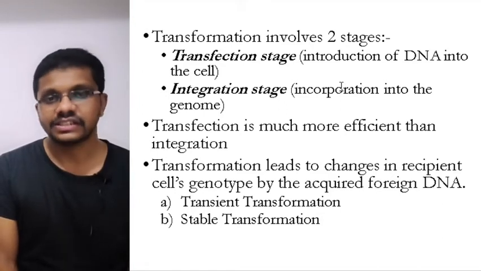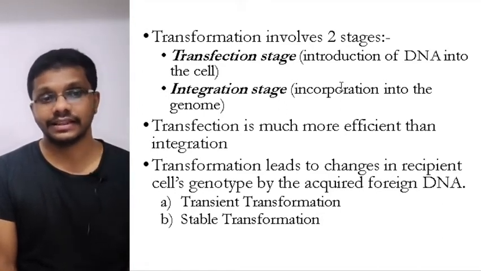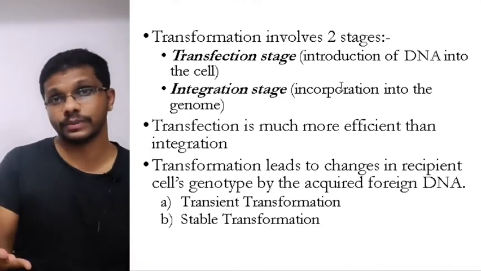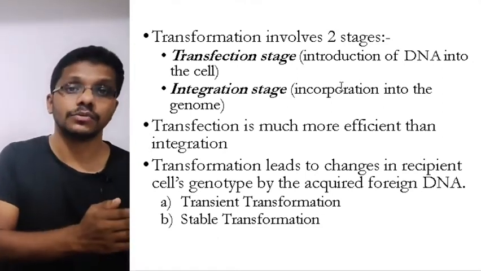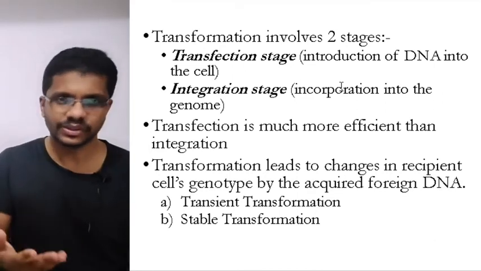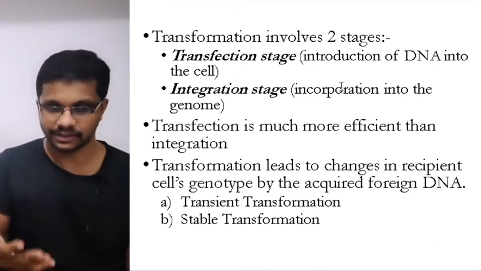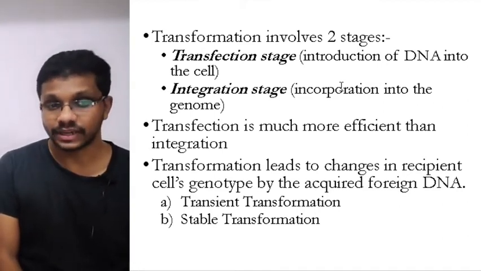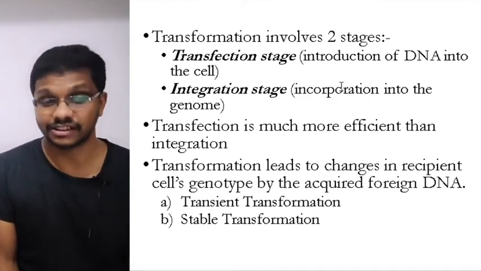And the transfection is much more efficient than the integration. So integration is a rare event. For the integration, there should be a homologous recombination between the foreign DNA and the host DNA, and its frequency is also less. But transfection we can achieve by using different techniques. The transformation leads to changes in the recipient's genotype, and it may acquire extra traits.